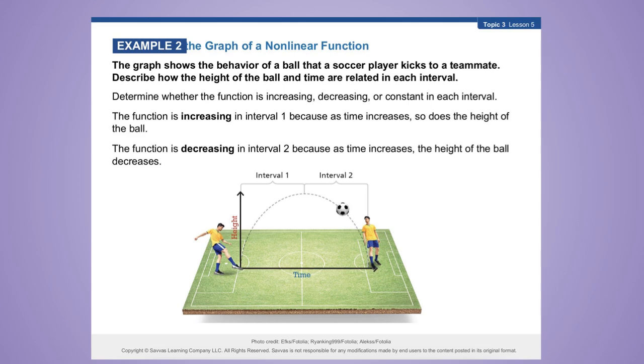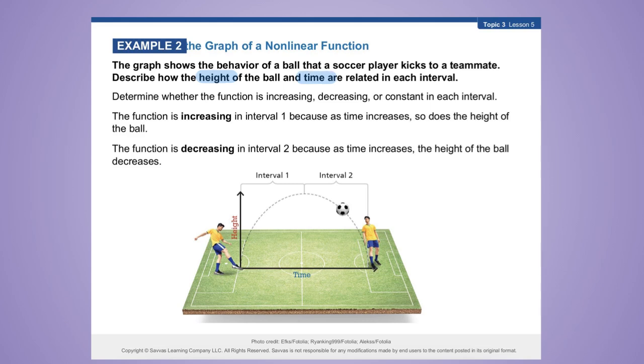This is example 2 at the top of page 197. It says the graph shows the behavior of a ball that a soccer player kicks to a teammate. Describe how the height of the ball and the time are related in each interval. Remember, we're going to really cue in on these labels. So we want the height of the ball versus the time.